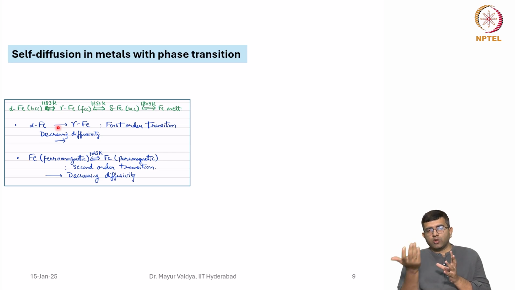And FCC being a more close packed structure than BCC, you will see a decrease in the diffusivity values. On the magnetic transformation, when iron changes from ferromagnetic to paramagnetic, this is a second order transition, and it is also accompanied by a decrease in the diffusivity. So, the paramagnetic iron will show a lower diffusivity, although in this case the change is not as high as what you see when the crystal structure itself is changing.